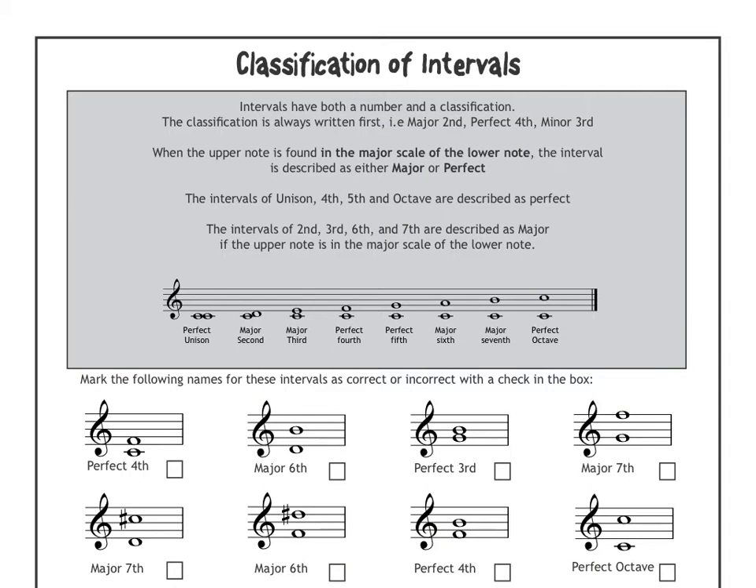Right, welcome to Unit 5 of your theory course. In this unit, we're certainly going to talk about intervals, we're going to talk about key signatures, and moving music from one key to another. So to do that, first we need to understand intervals and what intervals are.